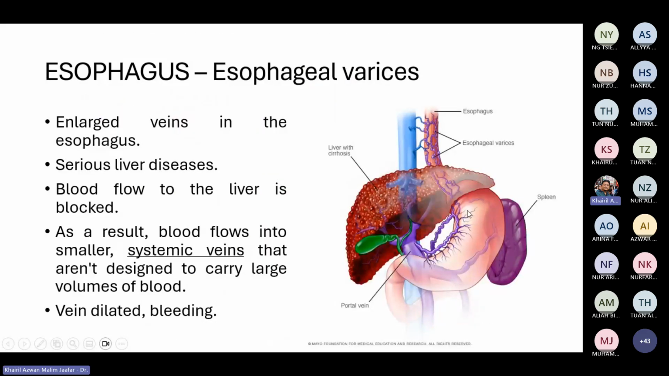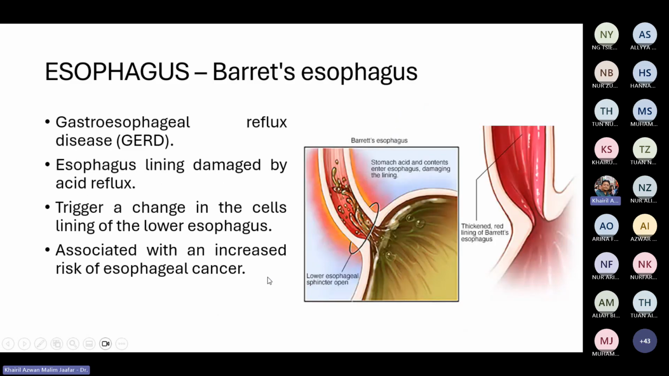This one I've already mentioned, the origin of the pathophysiology of the esophageal varices due to the two systems of veins which meet at the lower part of the esophagus. This one I think is more related to pathology.